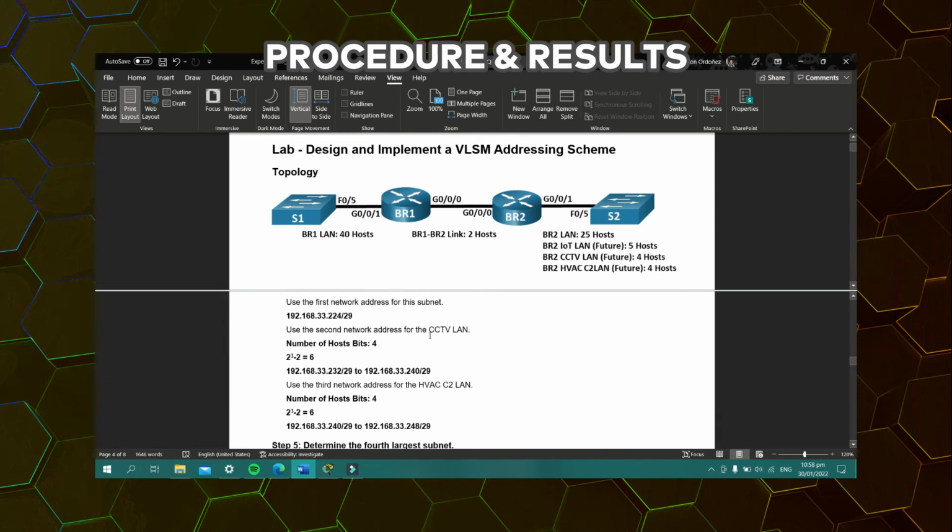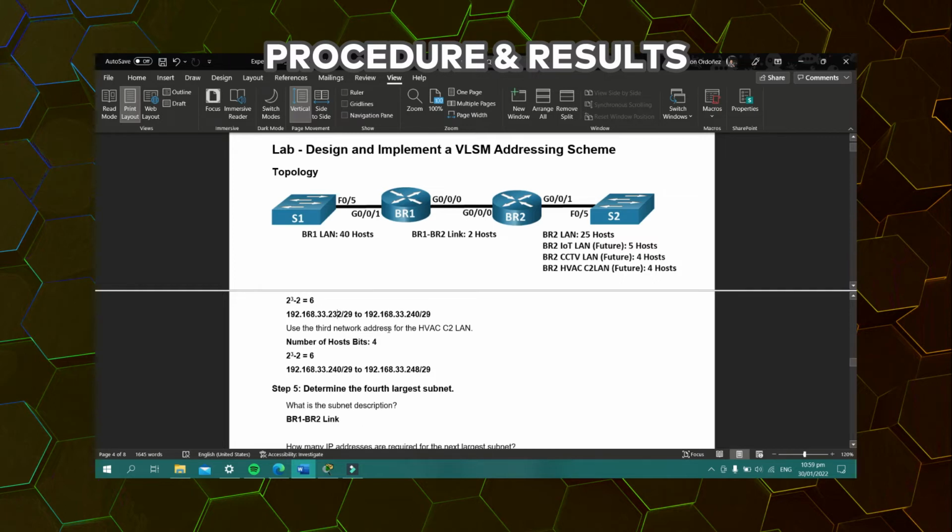Next, use the second network address for the CCTV LAN. The number of hosts is 4, but we will use 3 host bits, so 2 raised to 3 minus 2 is 6. So the result is 192.168.33.232/29 to 192.168.33.240/29.